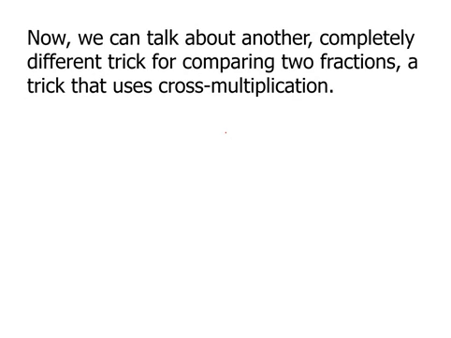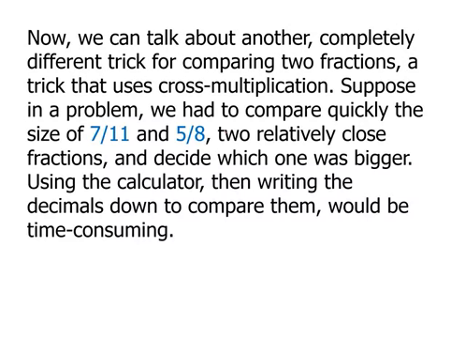Now that we talked about cross multiplication, we can talk about another completely different trick for comparing two fractions, a trick that uses cross multiplication. Suppose in a problem we had to compare the size of 7 over 11 and 5 over 8, two relatively close fractions, and decide which one is bigger. I mean, yes, we could use the calculator, write down the decimals, but that would be time consuming, and we'd have to write down a lot of the decimal to see what the difference is.